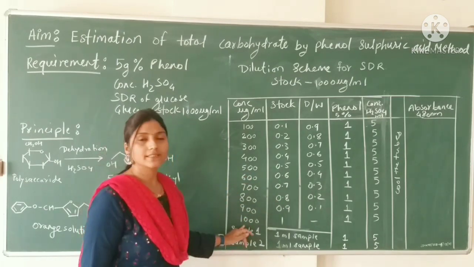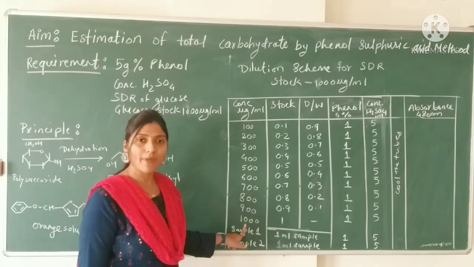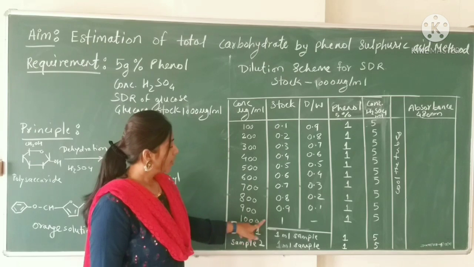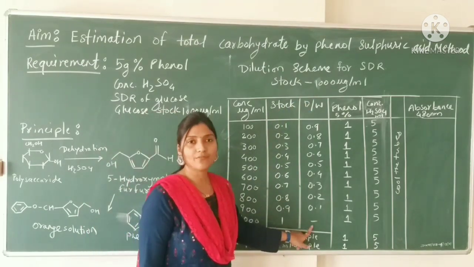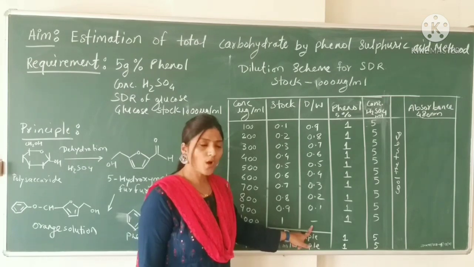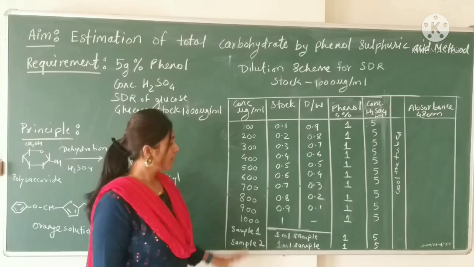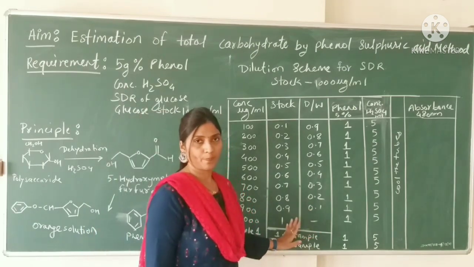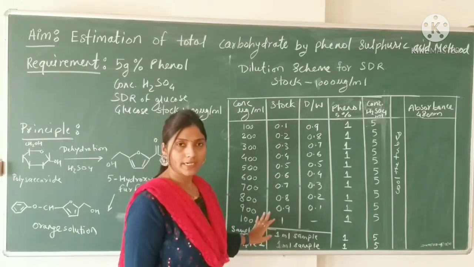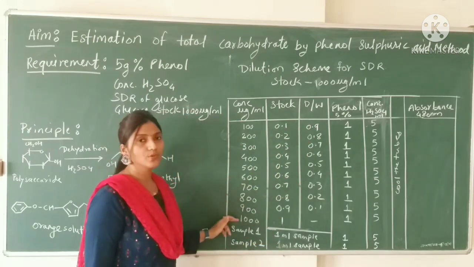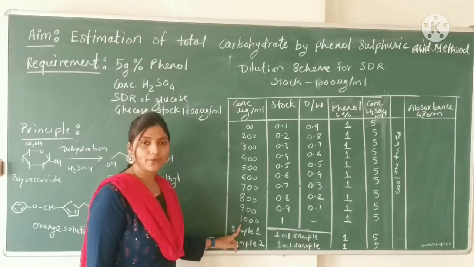Now the last, the 10th tube, has a concentration of 1000 micrograms per ml. Here, you will take 1 ml from the stock and you don't have to add distilled water, because the stock itself is 1000 micrograms per ml. So after addition of stock and distilled water according to this table, you will have 10 tubes in the range of 100 to 1000 micrograms per ml.